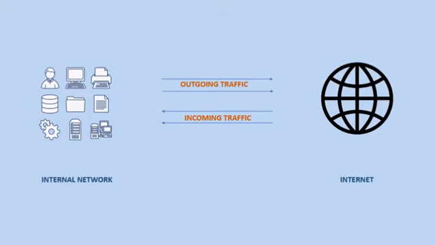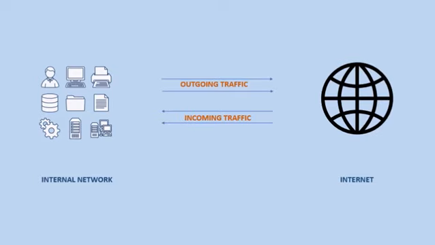But here is a problem. Along with the incoming traffic, there could be some virus, or the people sitting on the internet, the hackers, can try to steal the confidential information present in our internal network. So they can send some malicious frames or packets inside the internal network along with the incoming traffic.